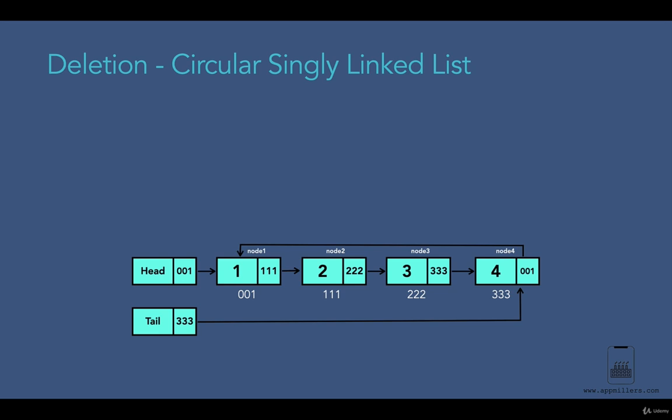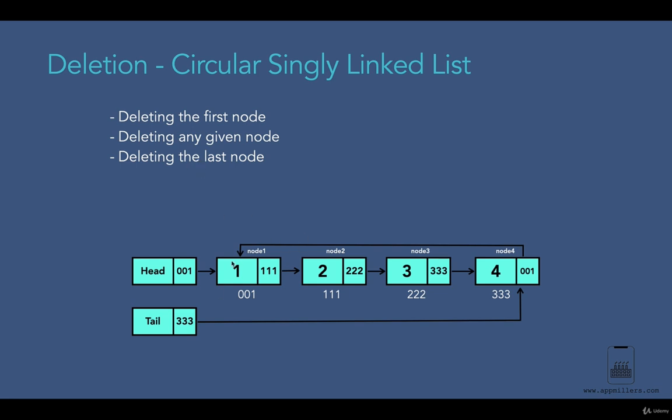Alright, in the last lecture we learned how we can search for a node in a circle single linked list. Now in this lecture we are going to talk about deletion of a node from a circle single linked list. We know from the previous lectures that to delete a node from a linked list we have three cases. These cases are applicable in the case of a circle single linked list as well.